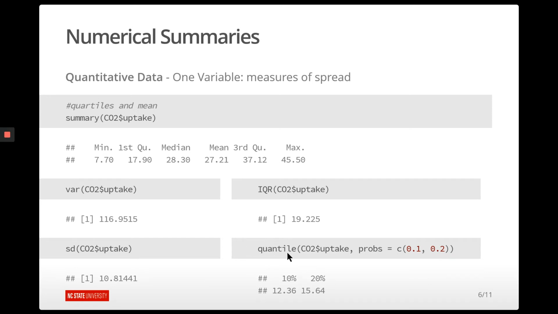And there's a generic function for finding any quantiles. This takes the uptake column and then I'm giving it 2 probabilities, so 0.1 and 0.2 quantiles are the ones that I want. This is the value from the data set that has 10% of observations to the left of it. And this is the value from that column that has 20% of the observations below it. Again, you can see that finding these measures of spread and center is pretty straightforward and easy.